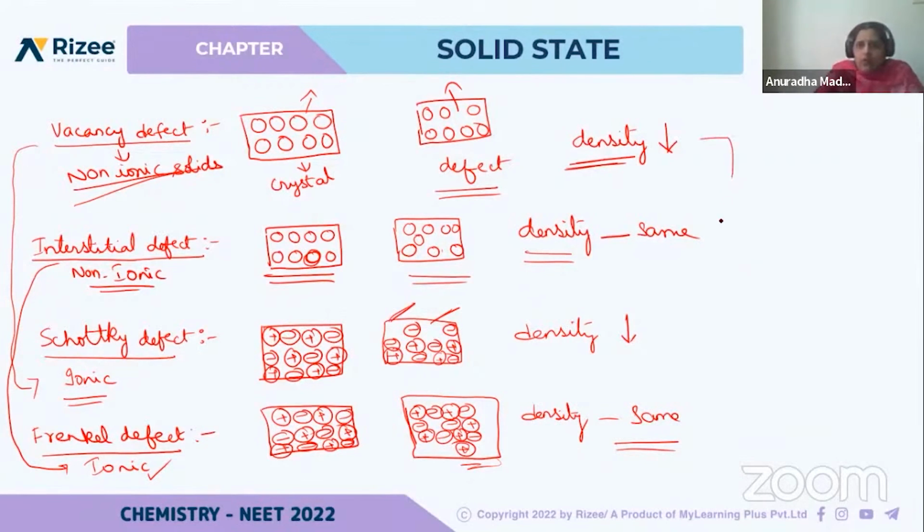So these two are the same. Vacancy defect and Schottky defect are the same, and interstitial defect and Frenkel defect are the same. The only thing is that one pair occurs in non-ionic solids and the other in ionic solids. To have Schottky defect and Frenkel defect, some conditions are needed.